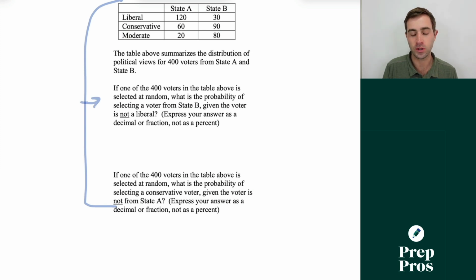If one of the 400 voters in the table is selected at random, what is the probability of selecting a voter from state B given the voter is not a liberal? Whenever you see any sort of given statement on the SAT, what you want to be really careful of is this is your condition. And here, since we're saying given the voter is not a liberal, that simply means we're going to strike this entire part of the table out.